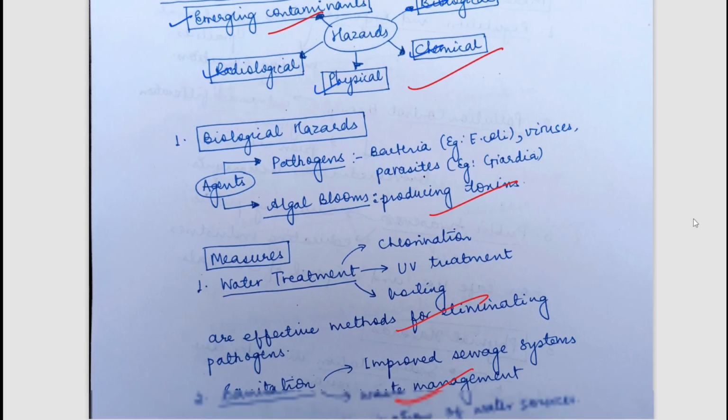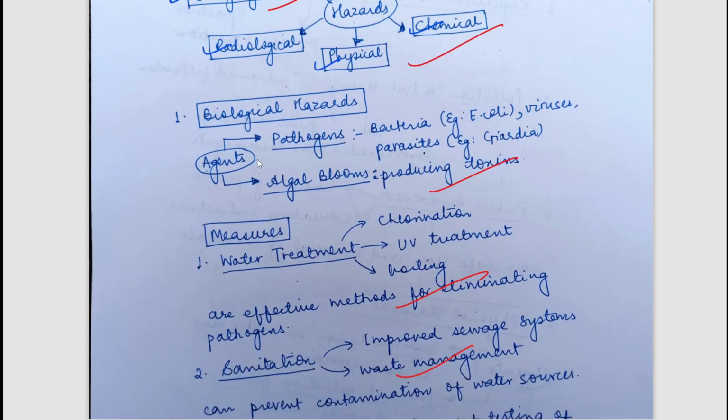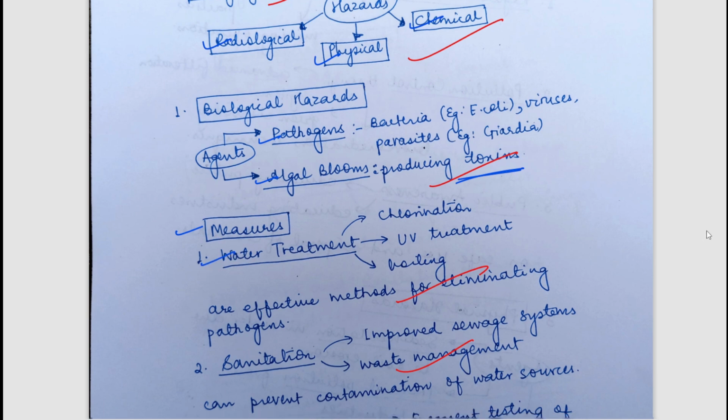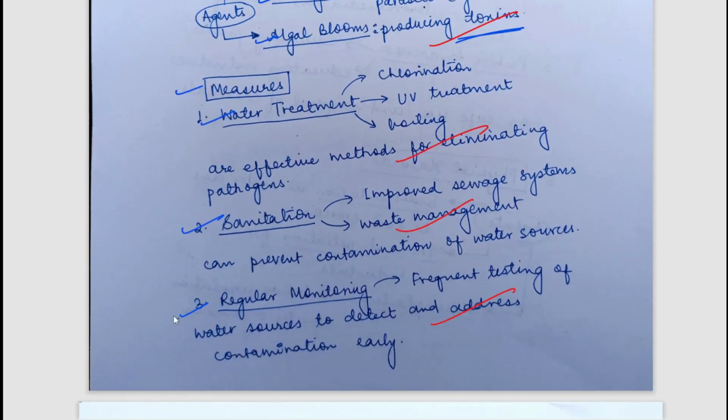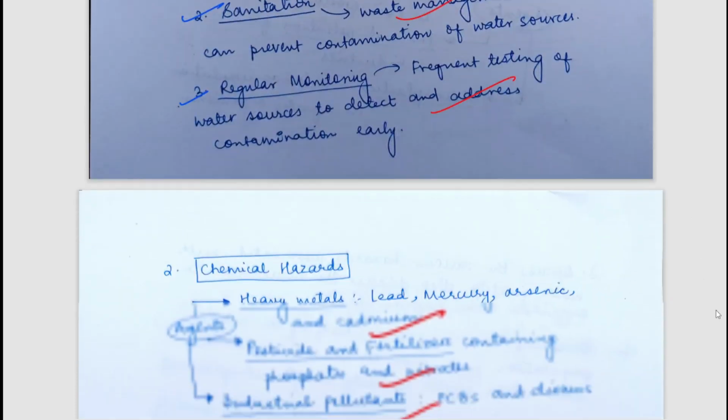First of all, we will discuss biological hazards. They can be caused by pathogens. As you can see, a biological hazard is through biological organisms. It can be caused through algae, by producing toxins, etc. Its measures: how we can control it by doing water treatment, by keeping good sanitation, by regular monitoring. So, well written points. You can pause and read the answer.